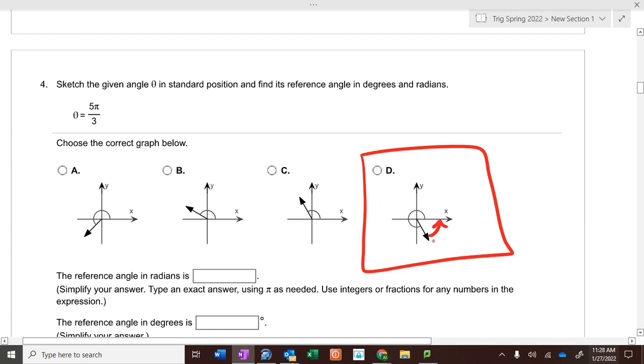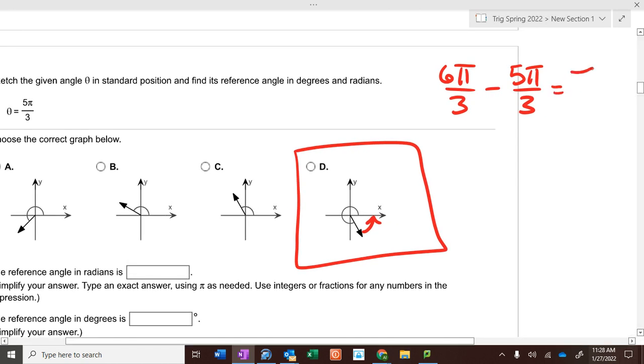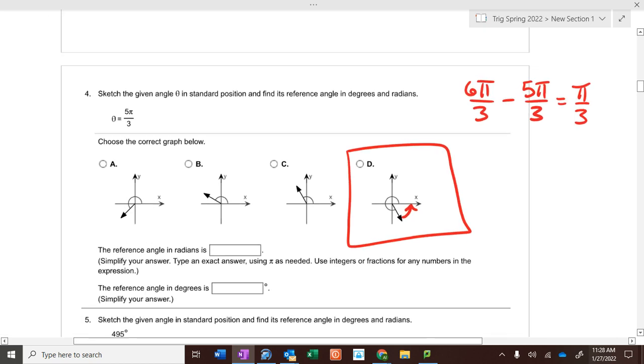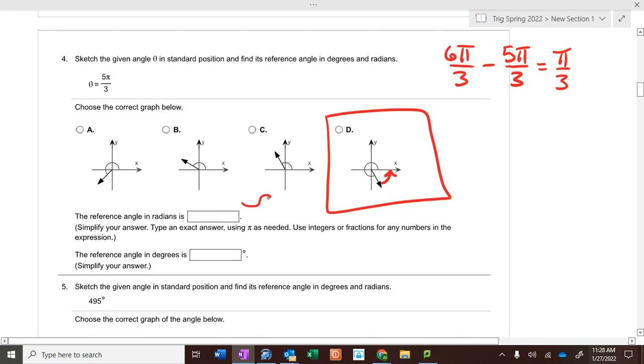How far are we away from the horizontal line in radians? Well, how far is it completely around the circle? It's 2 pi, right? 2 pi is the same as 6 pi over 3. How far is 6 pi over 3 and 5 pi over 3 away from each other? 1 pi over 3. So pi over 3 is your reference angle.